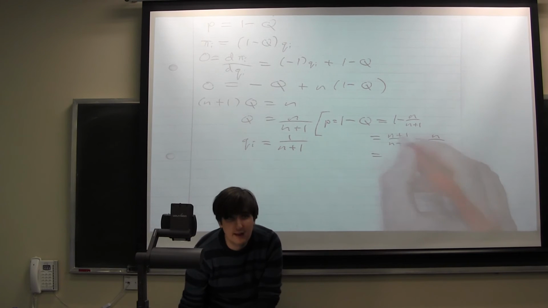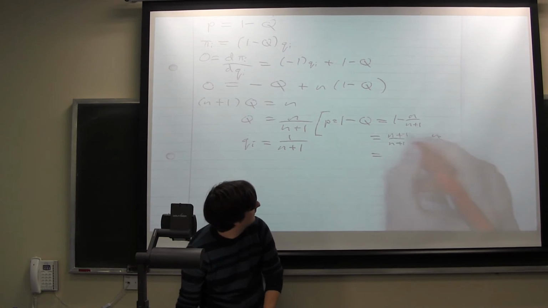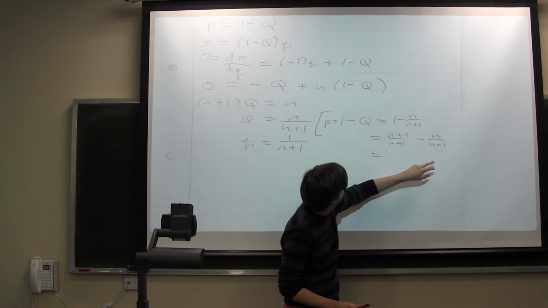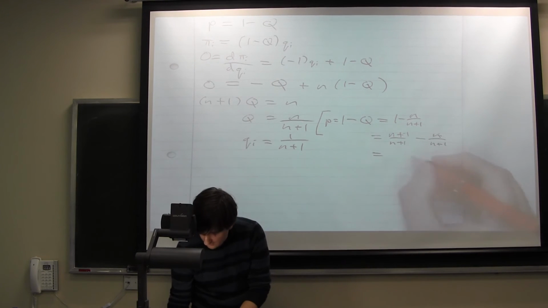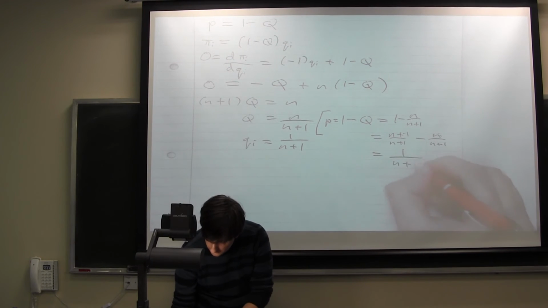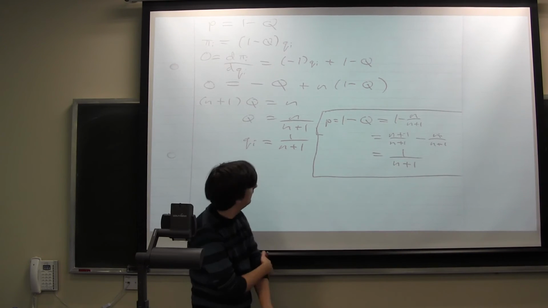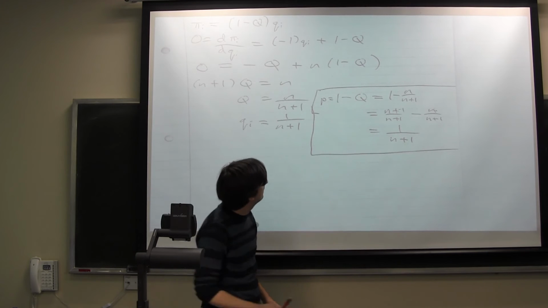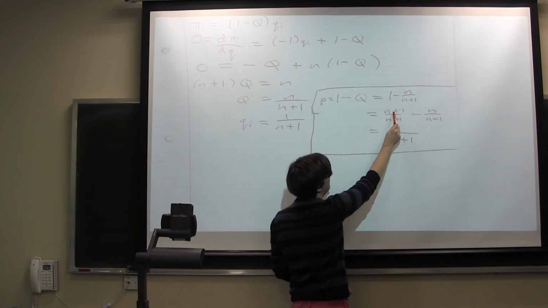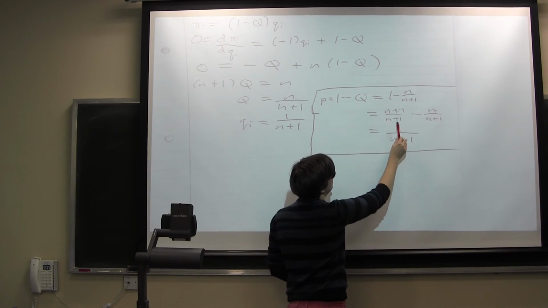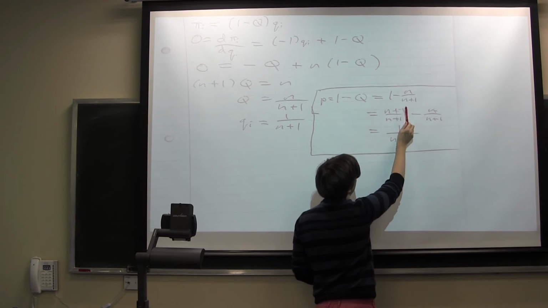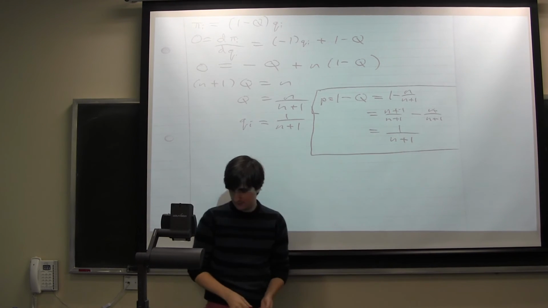The n and n cancel out. So we get 1 over n plus 1. Yeah, exactly. So we rewrote 1 as n plus 1 over n plus 1. Then n and n cancelled, so we're just left with 1 over n plus 1.